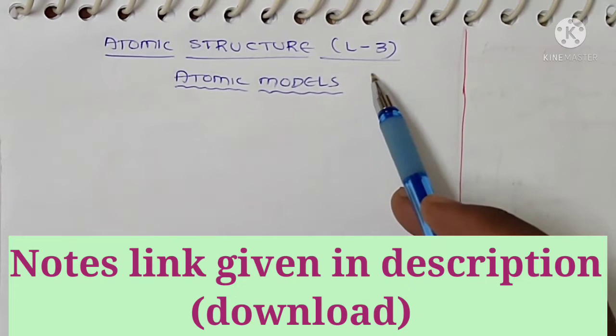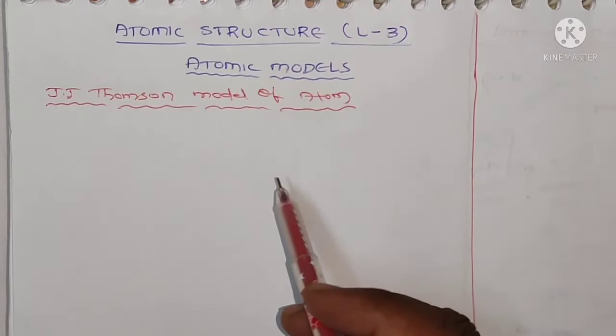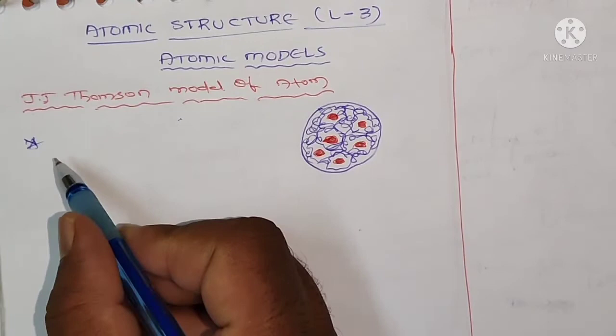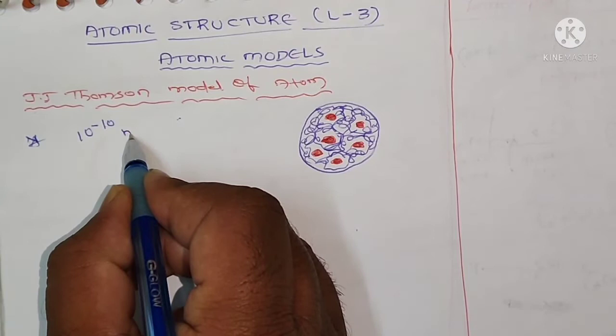The first model is the J.J. Thomson model of atom. Let me take one diagram. This is the atom model of J.J. Thomson. J.J. Thomson proposed an atom having a spherical shape, and its radius is 10 to the power of minus 10 meters.